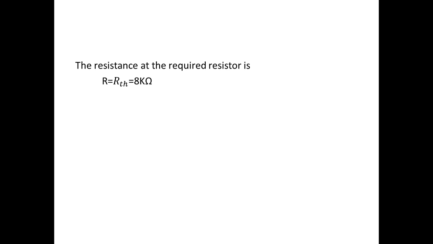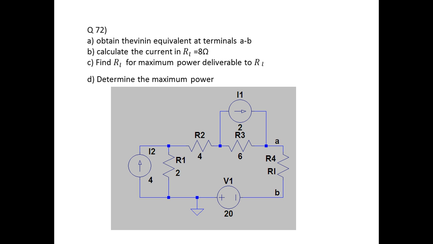The resistance of the required resistor R is equal to RTH, which is equal to 8 kilo ohms. P is equal to VTH square by 4 RTH, which is equal to minus 192 the whole square divided by 4 into 8 into 10 power 3, which results in 1.152 watts.